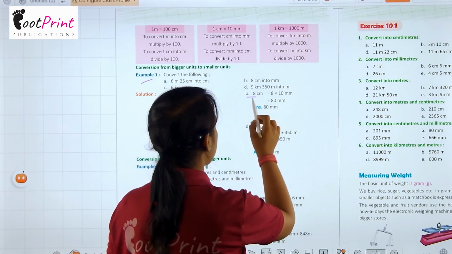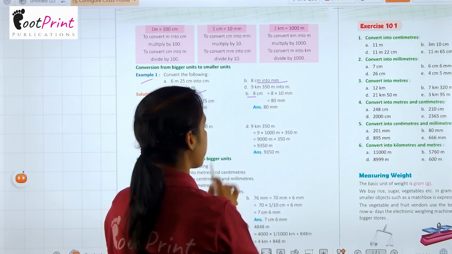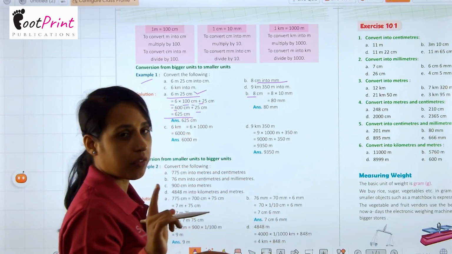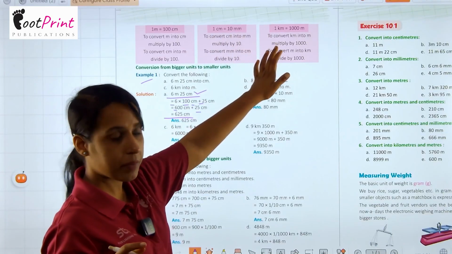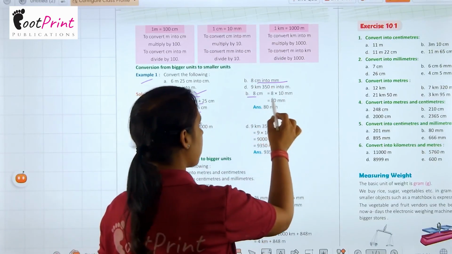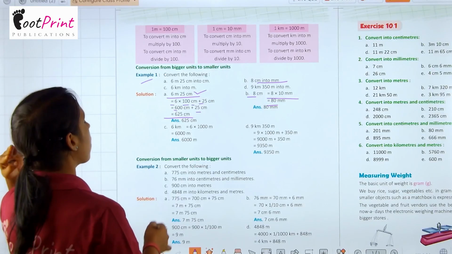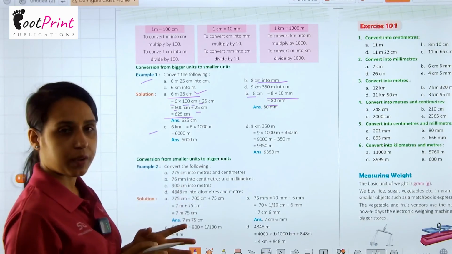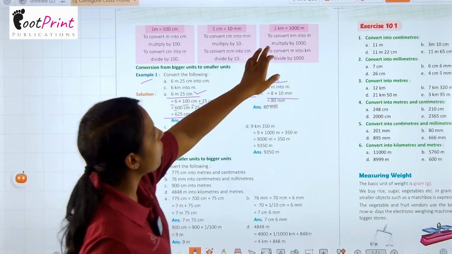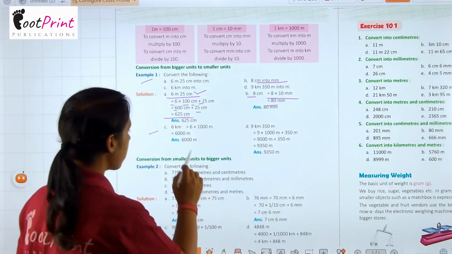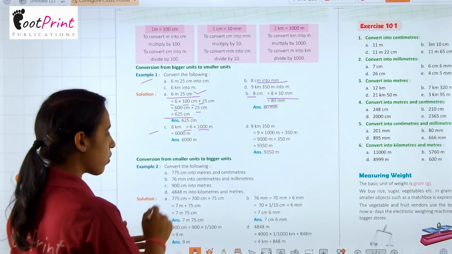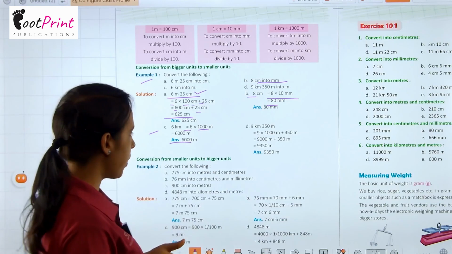Here 8 centimeter into millimeter, we know that 1 centimeter equals 10 millimeter, so we will multiply it by 10. So we get 80 millimeter. Okay. Now C is 6 kilometer. Okay. We know that 1 kilometer equals 1000 meter. So we will multiply it by 1000. So we get 6000 meter.